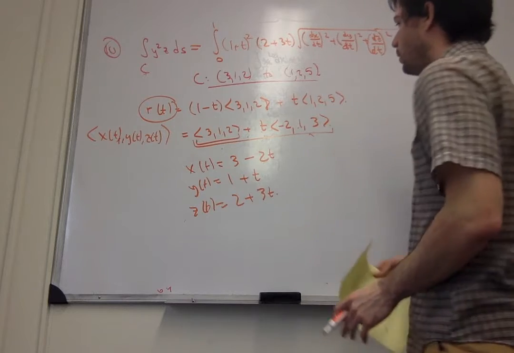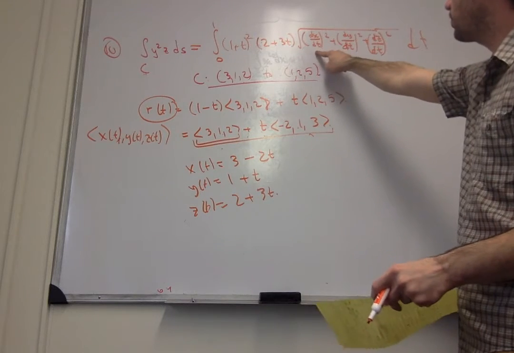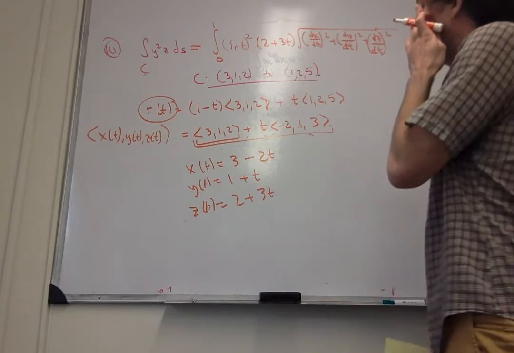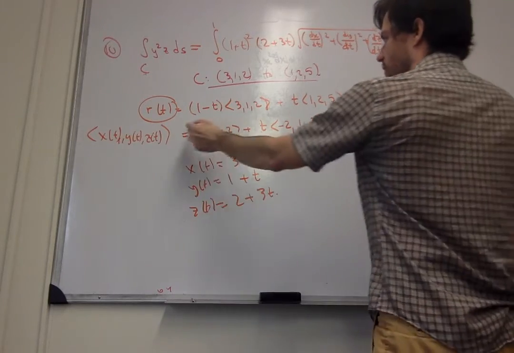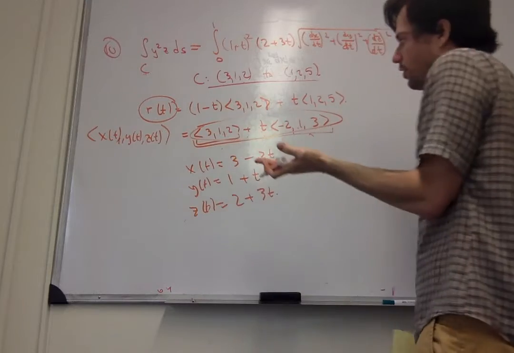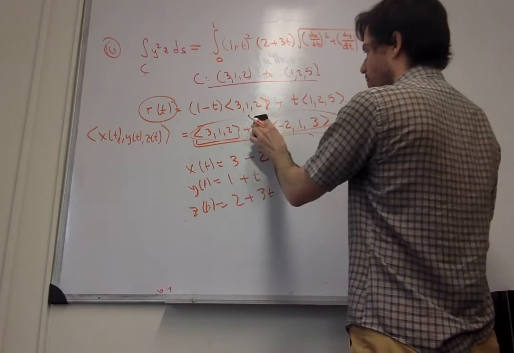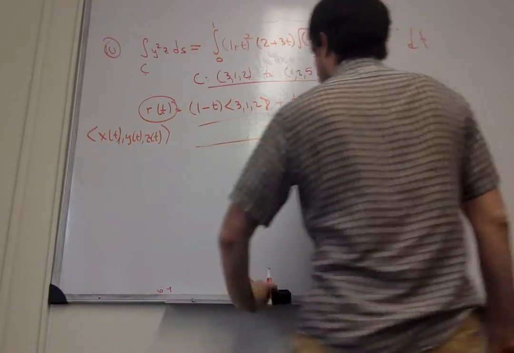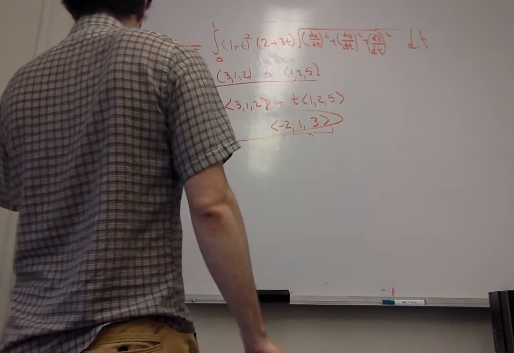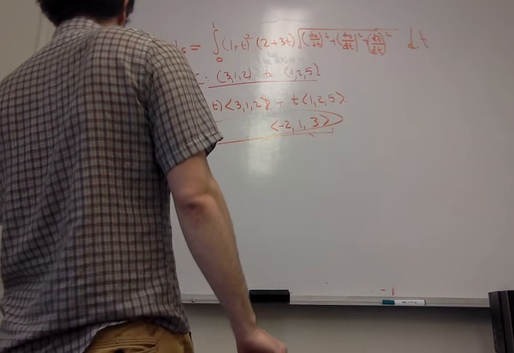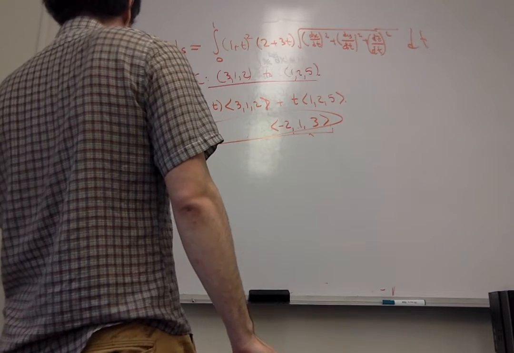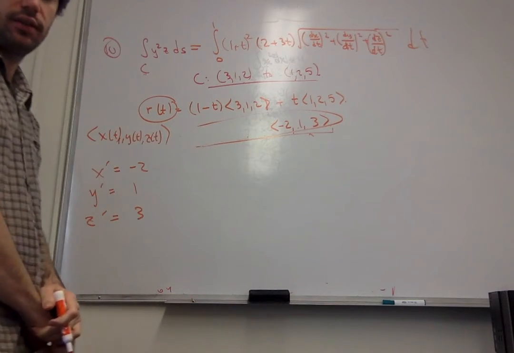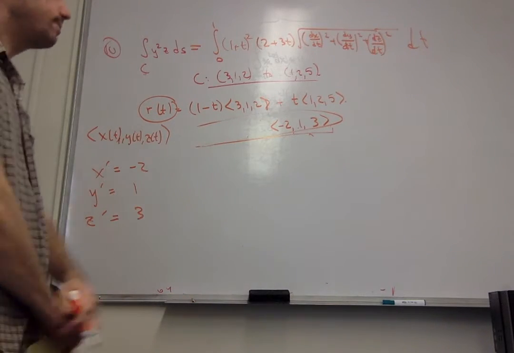Well, what is dx/dt, dy/dt, dz/dt? You take the derivative. The t is going to go away, and the other part is a constant, so that's going away. So really, x prime is negative 2, y prime is 1, z prime is 3. That's what it is.